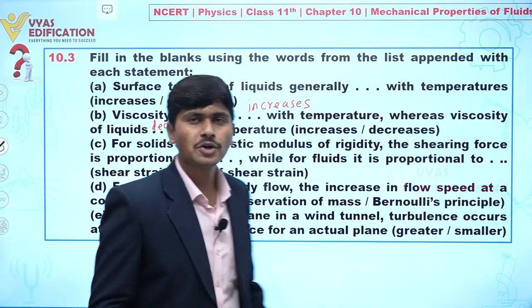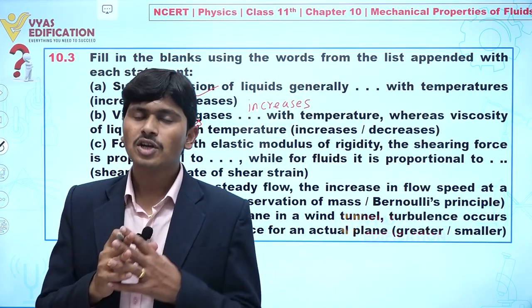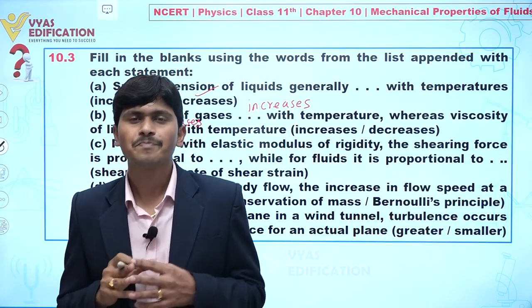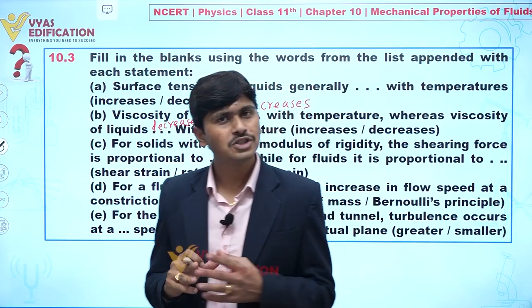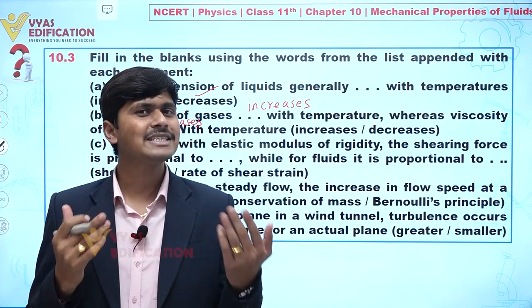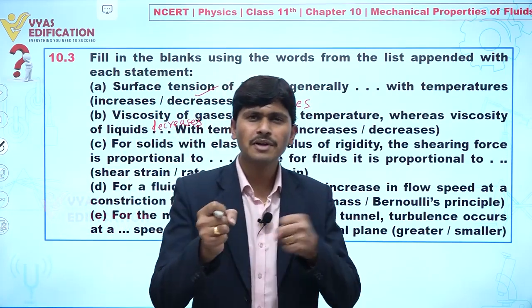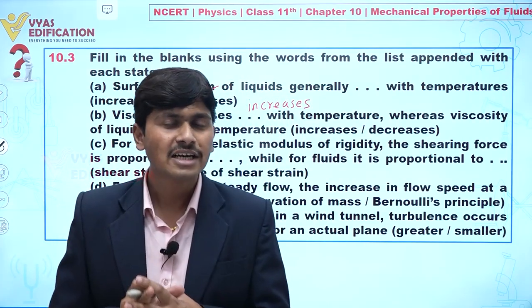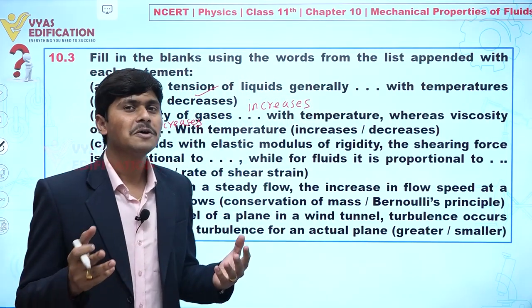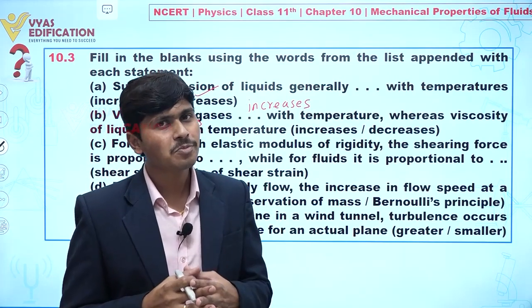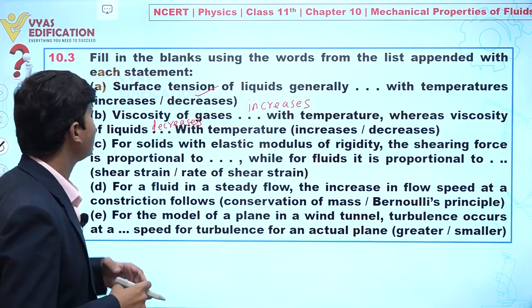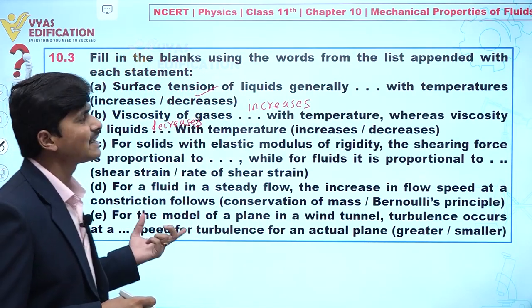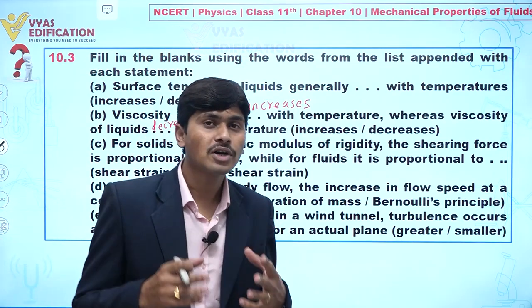Why is this happening? Because gas molecules have random motion, and as we increase temperature, definitely the randomness of gas molecules increases. So the more the temperature, the more the randomness of gas molecules, and as well we can see viscosity increases. Clear? But what about a liquid?